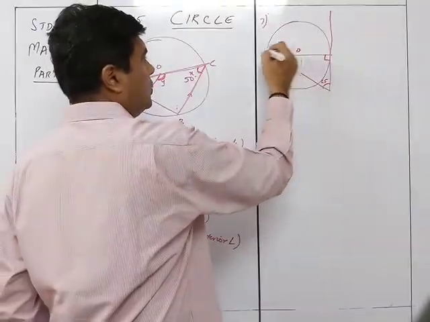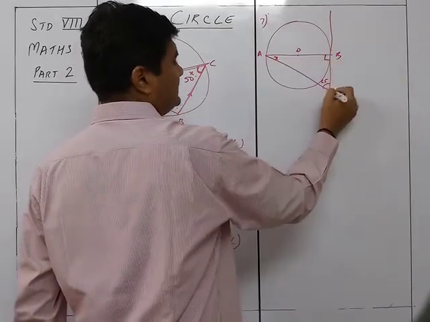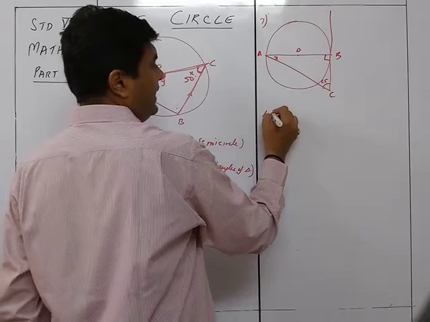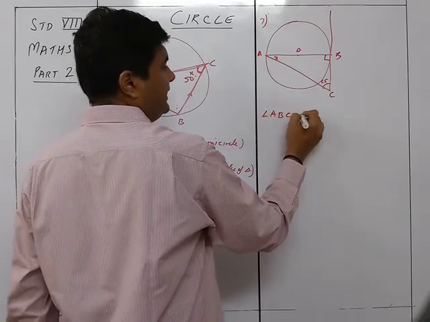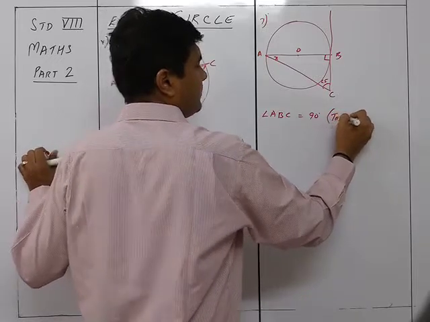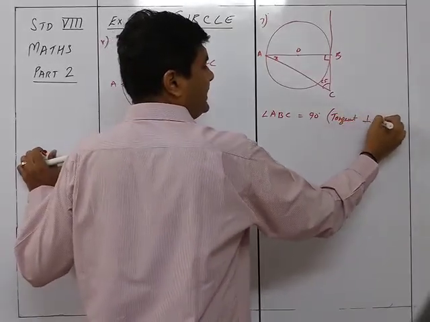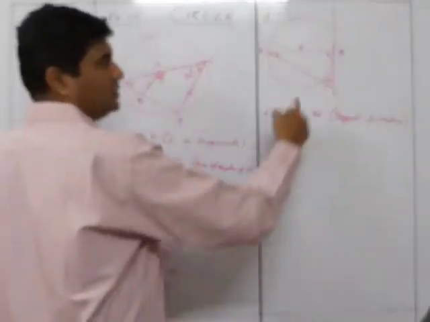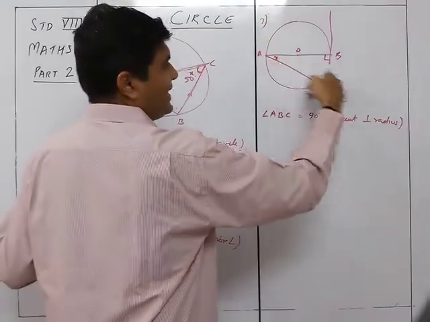So we'll write over here O, A, B and C. So angle ABC is equal to 90 degrees because tangent is perpendicular to radius. That's the property. The tangent is perpendicular to the radius. So this is 90. So now in triangle ABC, what happened?